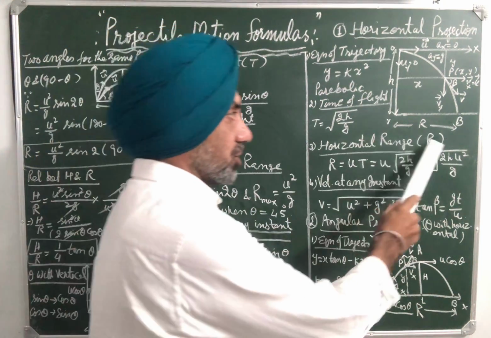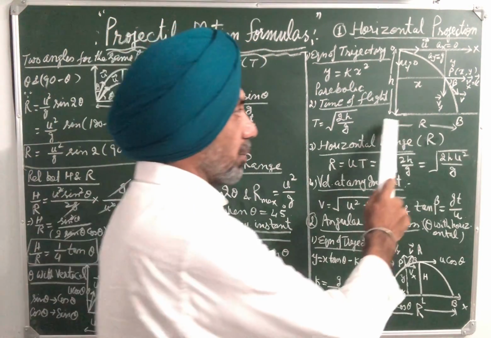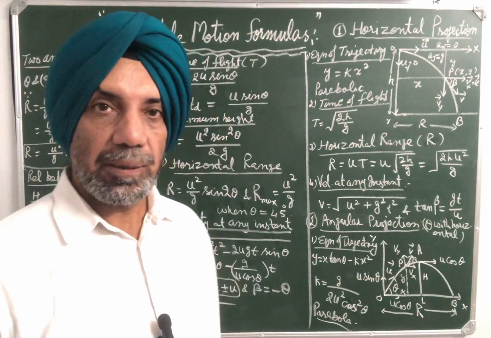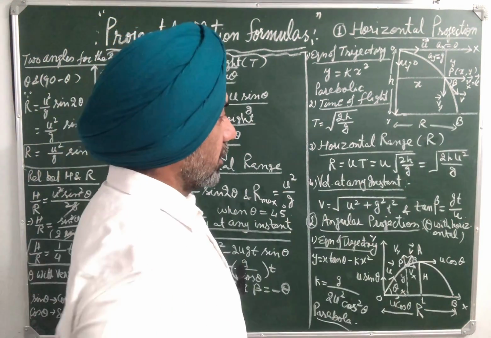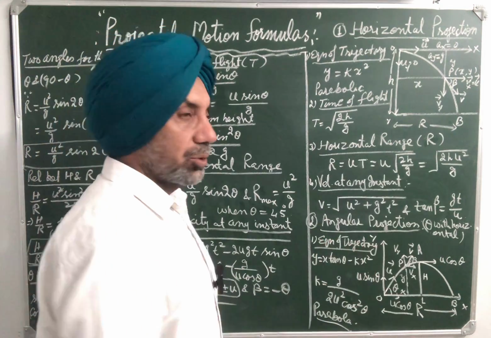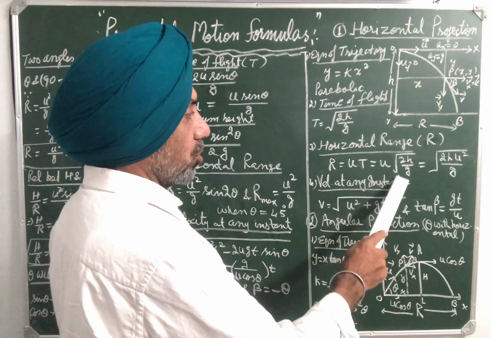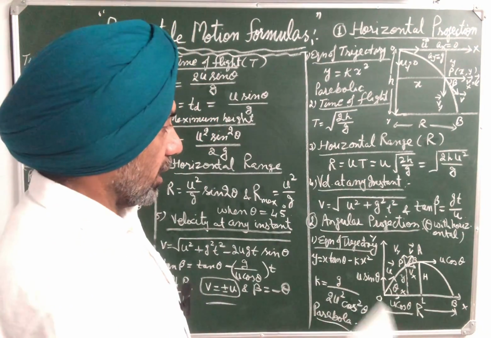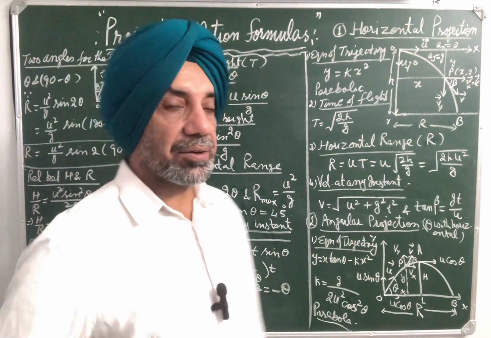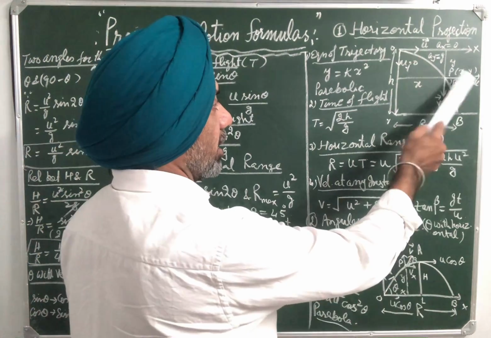Then horizontal range, the maximum horizontal distance traveled by the projectile before striking the level of projection, striking the ground. R is equal to u into t, or u into under root 2h by g, or it will be u square root of 2h upon g. Then we can find velocity at any instant, say at point P at any time t.